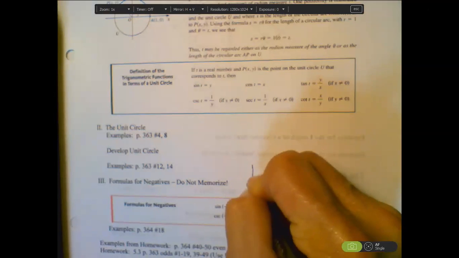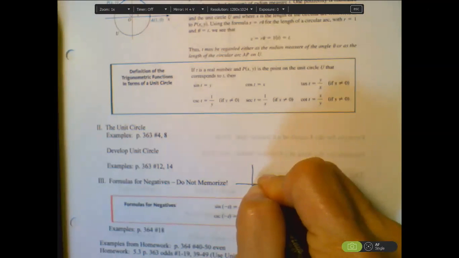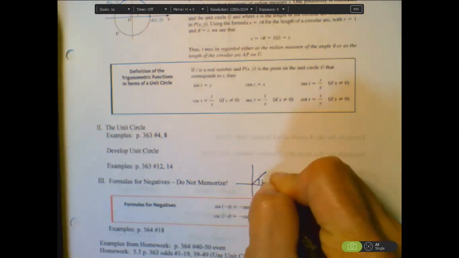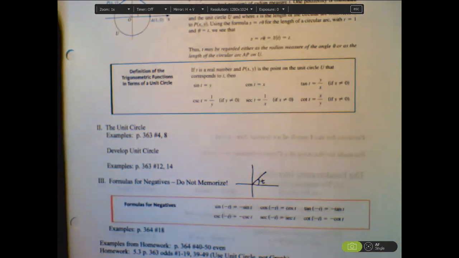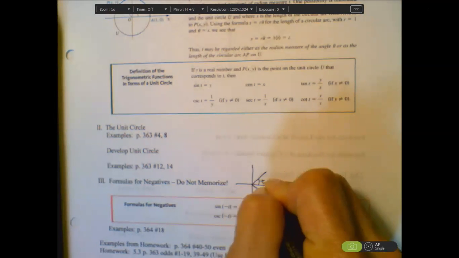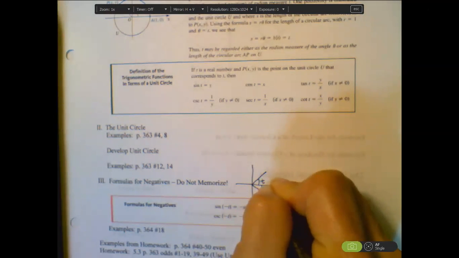Sine of negative t, or negative t radians, is the same distance as t radians, but just in the opposite direction. If t is in a positive direction, that means counterclockwise. If you go t in a negative direction, that means clockwise. So here's how I figure out formulas of negatives when I need them. If I go t units counterclockwise, and then I go t units clockwise, same distance, but just in the opposite direction.